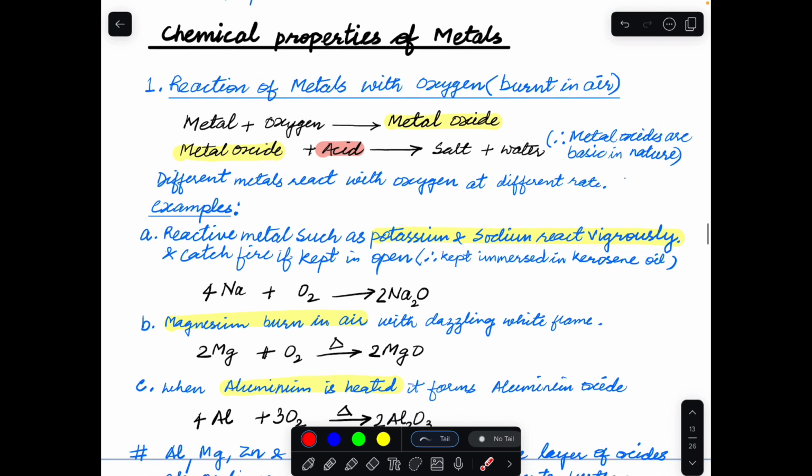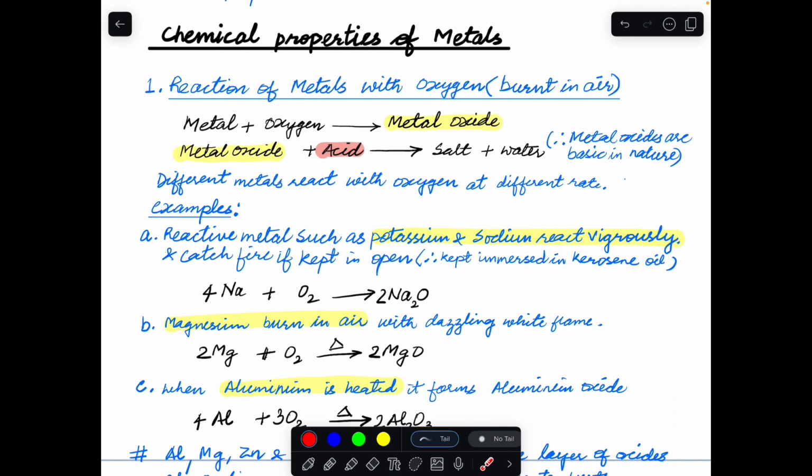Now, chemical properties of metals. Chemical properties of metals are divided into different sections. You have to remember the reactions in each category. The very first one is the reaction of metal with oxygen. You know, in our atmosphere, we breathe air, and along with air we take in oxygen. So we have oxygen in our atmosphere, and oxygen is also very abundant in the earth's crust in the form of different compounds.